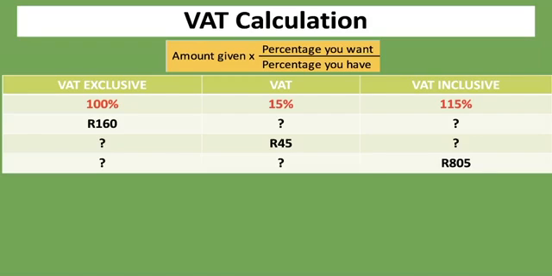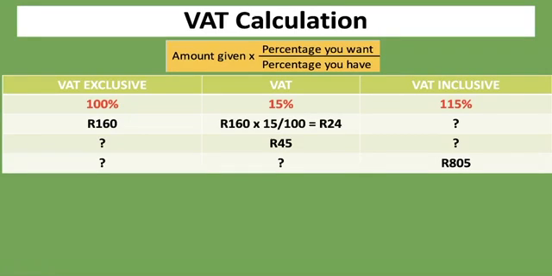So let's start. The first one, we are given 160 Rand, which is the VAT exclusive, and we have to calculate the VAT and the VAT inclusive. So firstly, let's calculate the VAT. Well, the amount given is the 160 Rand, and we multiply that by the percentage that we want. Since we want the 15% VAT, we're going to put 15, and we divide that by the percentage that we have, which is the 100% for VAT exclusive, and it gives us an amount of 24 Rand.